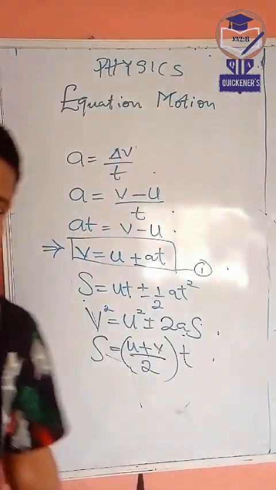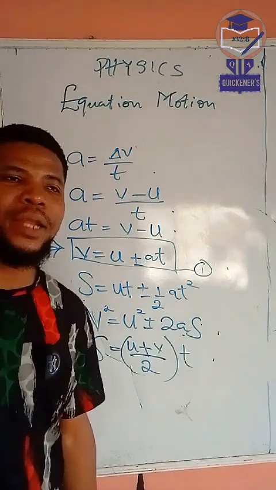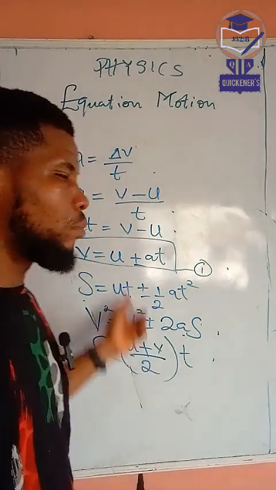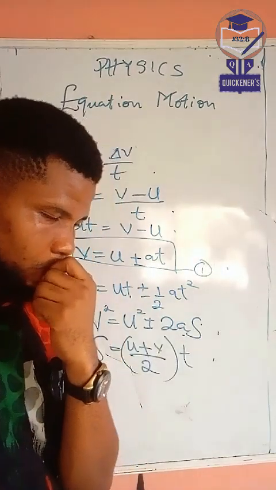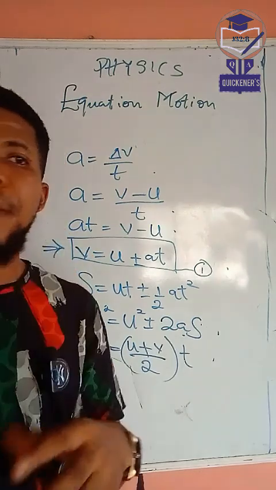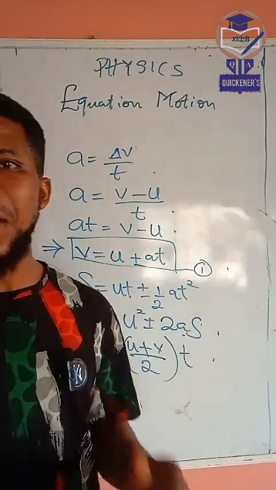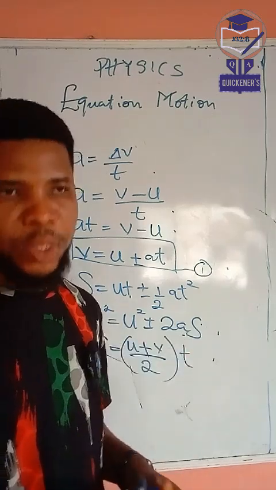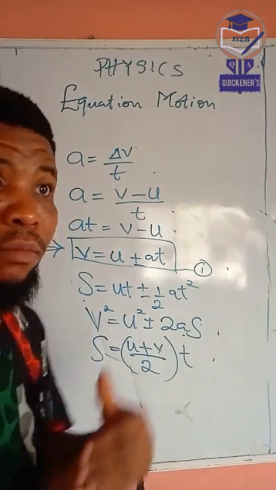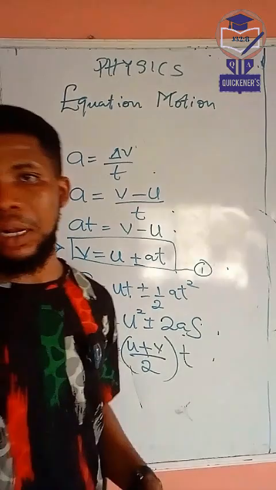Are you okay now? Can you see what is on the board? Yes, sir. Okay. Now, the point I want to make is that in these equations of motion there is plus and minus. The plus is for when you are accelerating, while the minus is for deceleration. Accelerating means the velocity is increasing, maybe starting from 0 and getting to a higher number than the initial one.